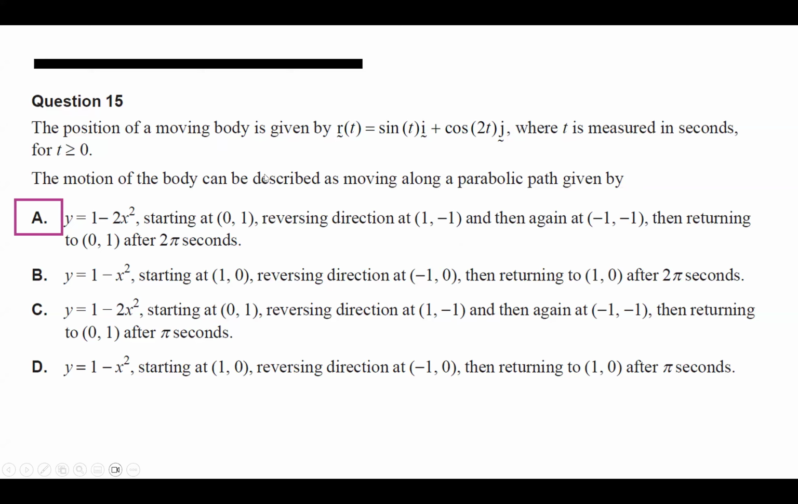The formula linking x and y will be cosine 2t equals 1 minus 2 sine squared t. That's why option A is correct. But probably if you heard my explanation, you would say, Mr. Nie, this is just gut feeling, I can't do that. Well, we do have other options.